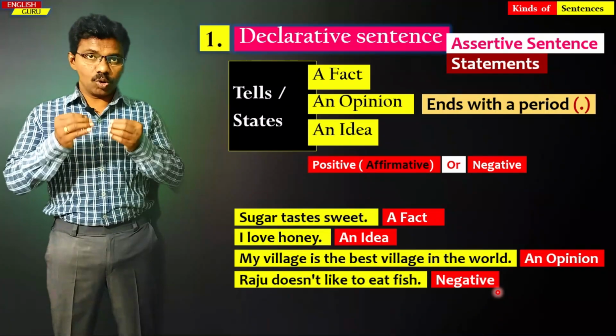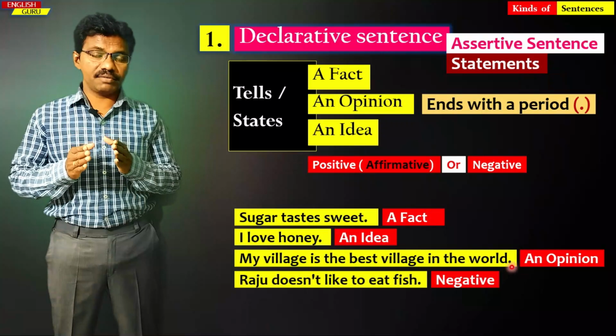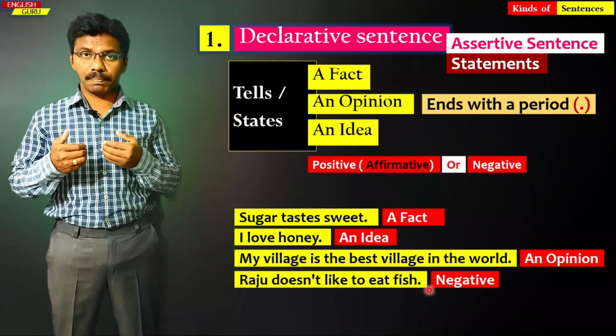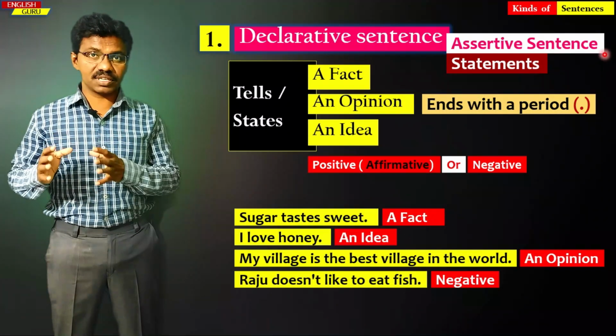So if you observe, all these four sentences ended with a full stop, that is a period. So a declarative sentence is also called an assertive sentence.